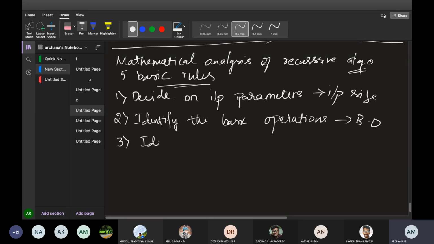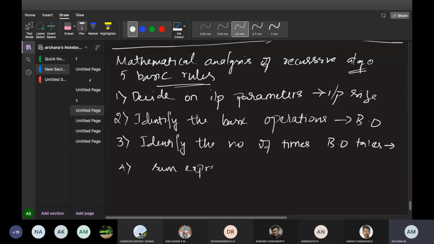Then identify the number of times basic operation takes. This is a third step. Okay. And fourth step is where in our non-recursive algorithm we used to find some expression, right?